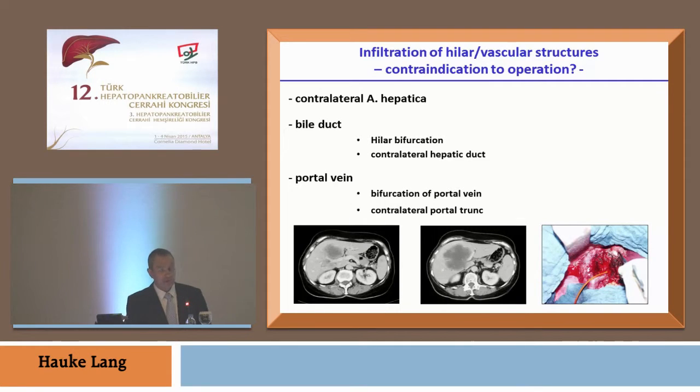So where are the limits in the hepatic hilus? If you have infiltration of both arteries, usually the case is irresectable, but occasionally no, as I have shown now in the Klatskin tumor. Bile duct, if you have hilar bifurcation invasion, this is no problem to resect. If you have contralateral hepatic duct invasion, usually it is difficult to resect. If you have portal vein invasion, it's no problem, and you have invasion of both portal vein trunks to the left and to the right side, this is difficult.